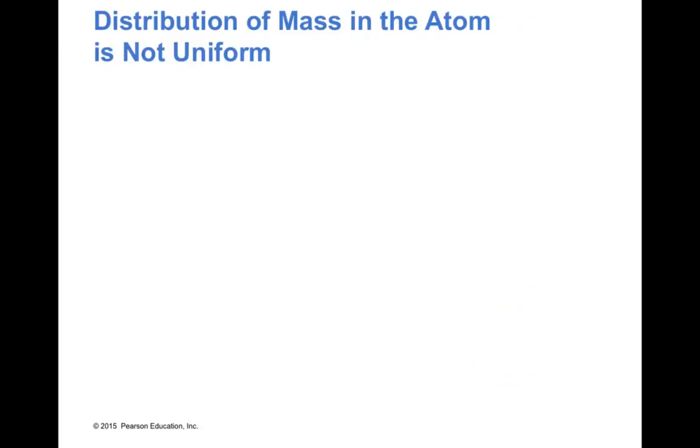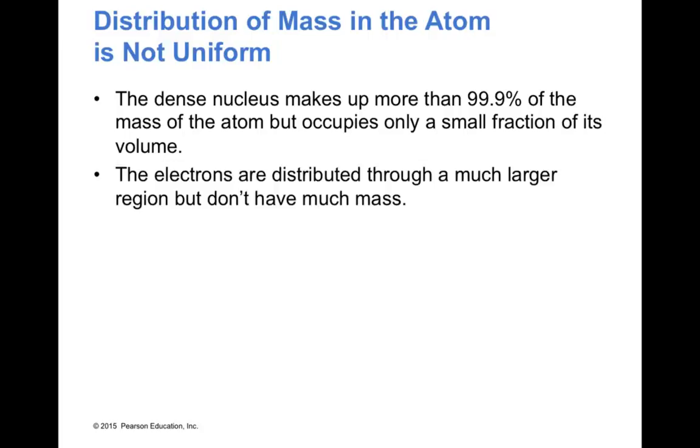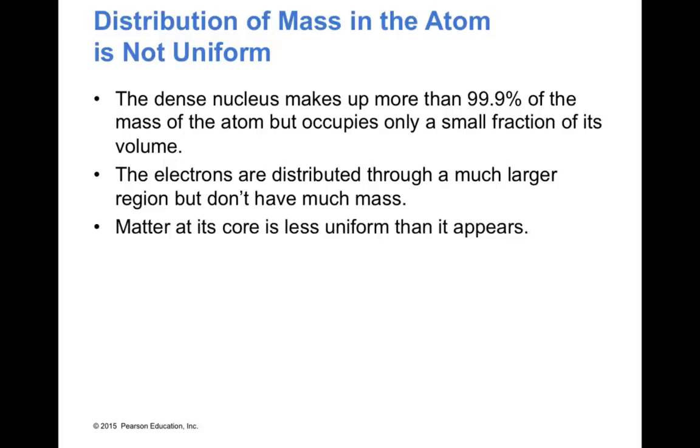Now, let's talk about the mass of the atom and its distribution. The dense nucleus makes up more than 99.9% of the mass of the atom, but occupies only a small fraction of its volume. The electrons are distributed through a much larger region but don't have much mass. Matter at its core is less uniform than it appears.